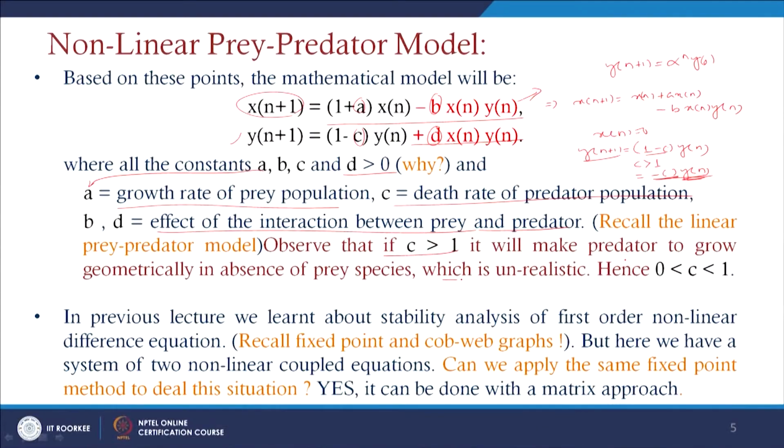So, that is why we have just considered that it is an unrealistic situation here. So, that is why C should lie between 0 and 1 here. And in the previous lecture also, we have learned the stability analysis of first order nonlinear differential equations. Usually, what do you mean by stability?